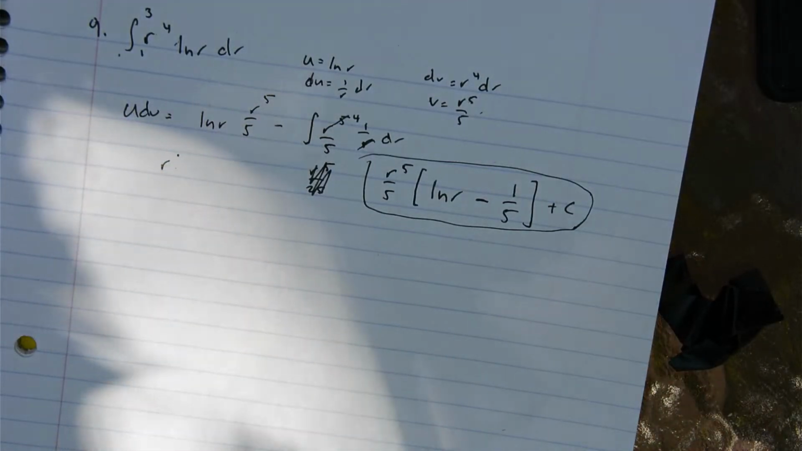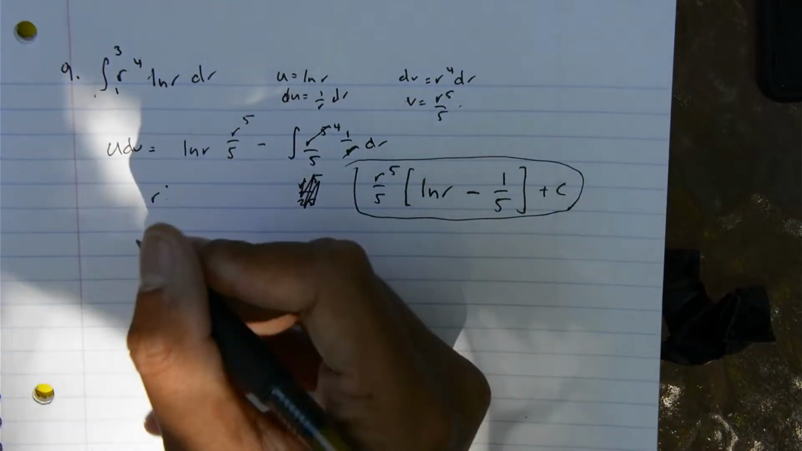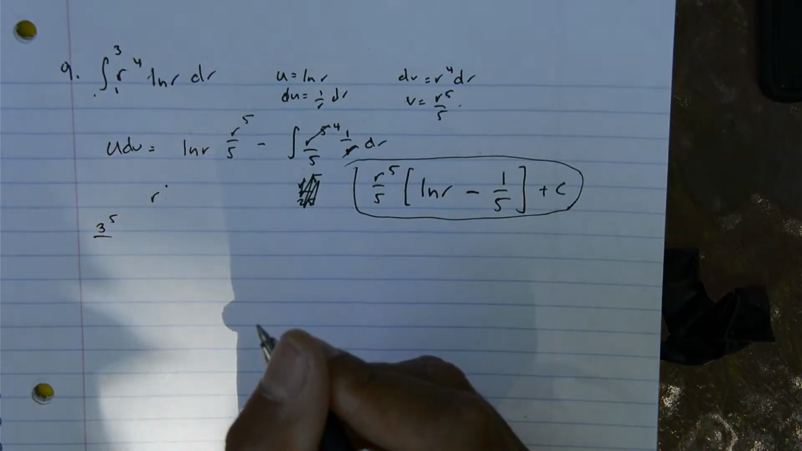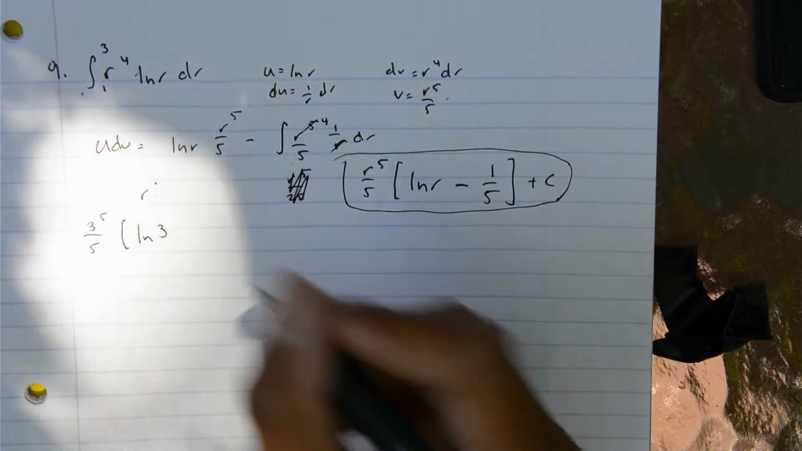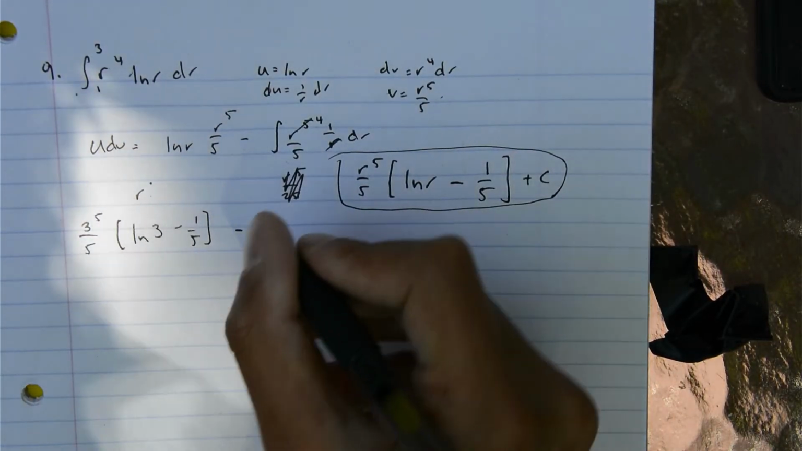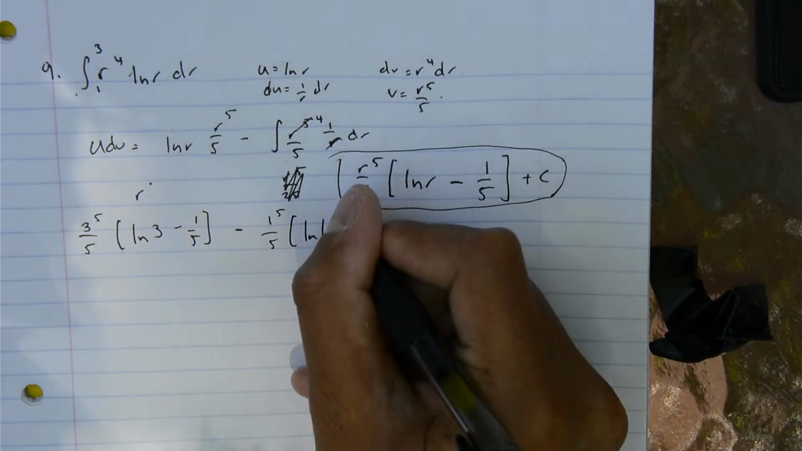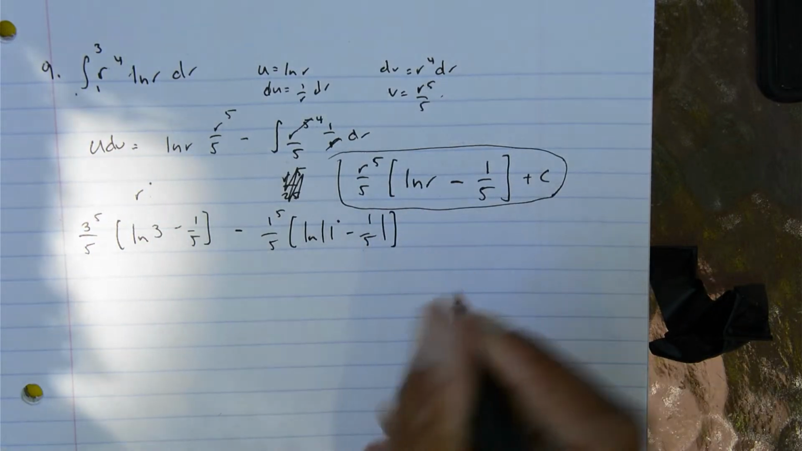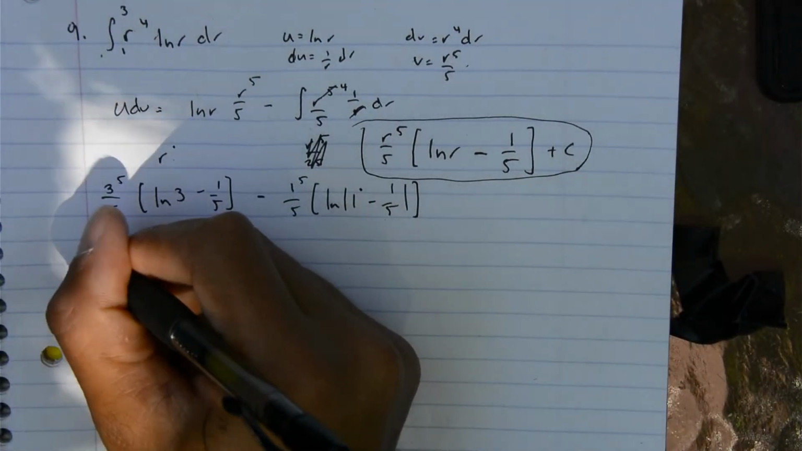This is 9. No, yeah, so you just evaluate this at, so it's going to be, 3^5 over 5 times ln of 3 minus 1/5, minus 1^5 over 5 times ln of 1 minus 1/5. All right, so that's the whole thing. Problem 10.